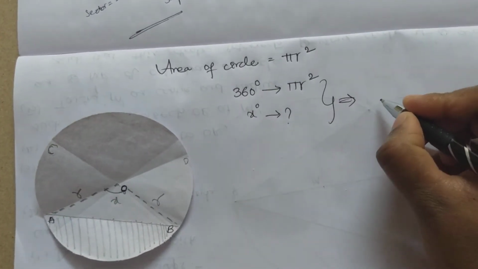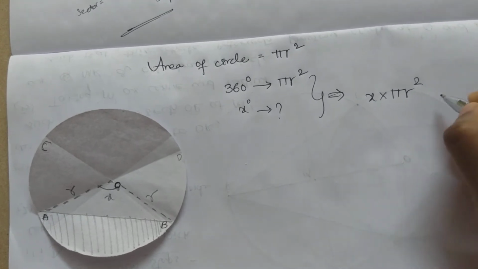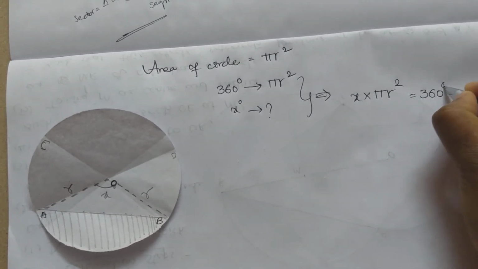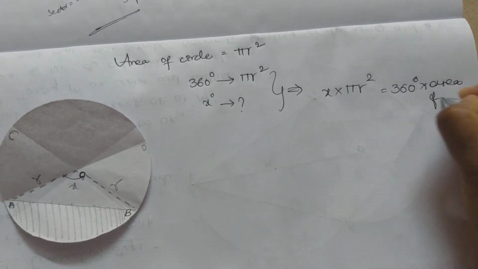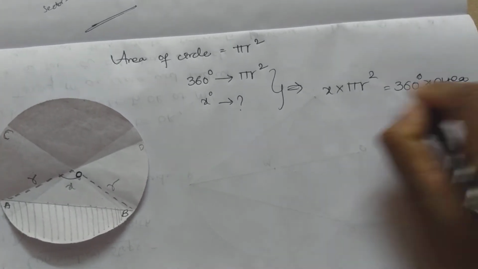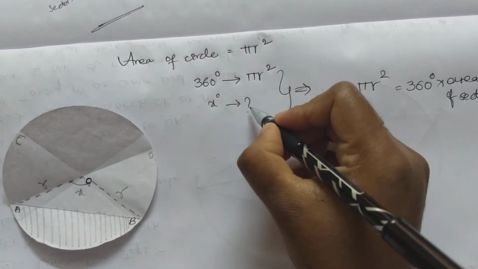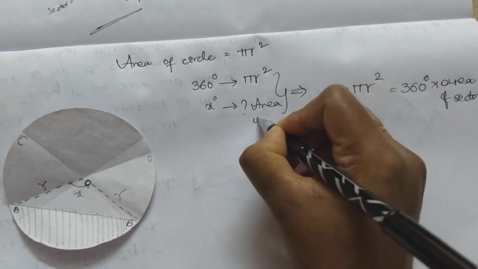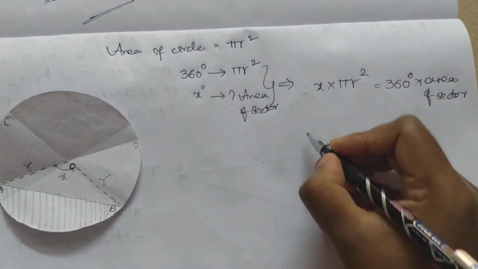So x into pi r square equals 360 degrees into area of sector. Why did I write area of sector? Because pi r square is nothing but the area of the circle. So here I am going to find out the area of the sector. Okay, area of sector. It means what?